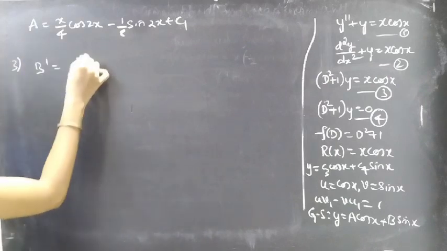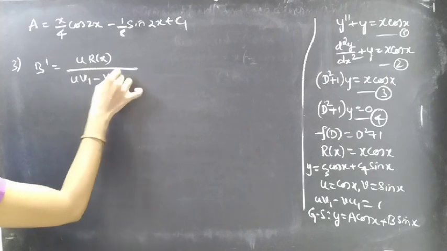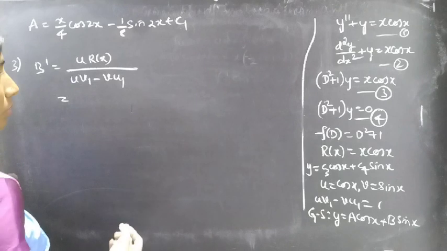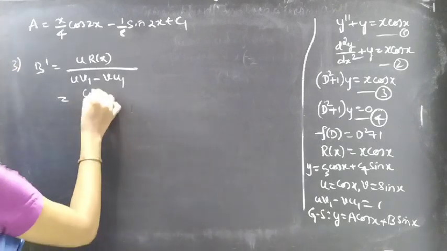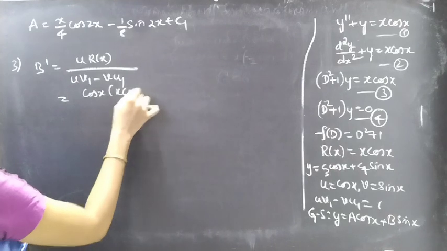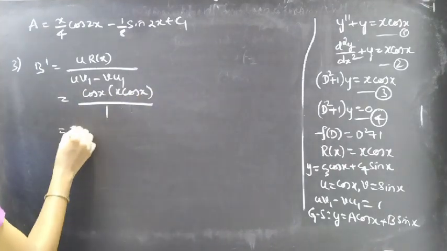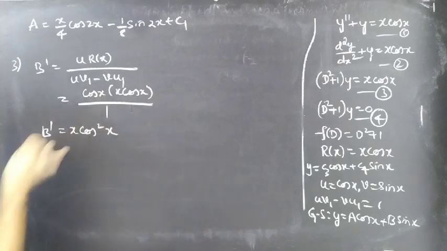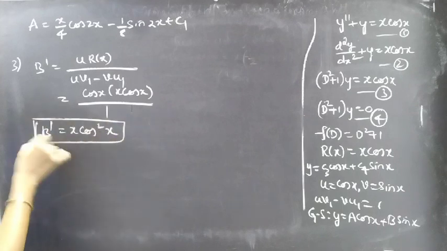We have b dash equals u into r of x by u v1 minus v1, right? Substituting u, r of x, u v1 and v1, we get cos x into r of x, which is x cos x, by u v1 minus v1, which is 1. This equals x cos square x. Therefore b dash equals x cos square x, right?